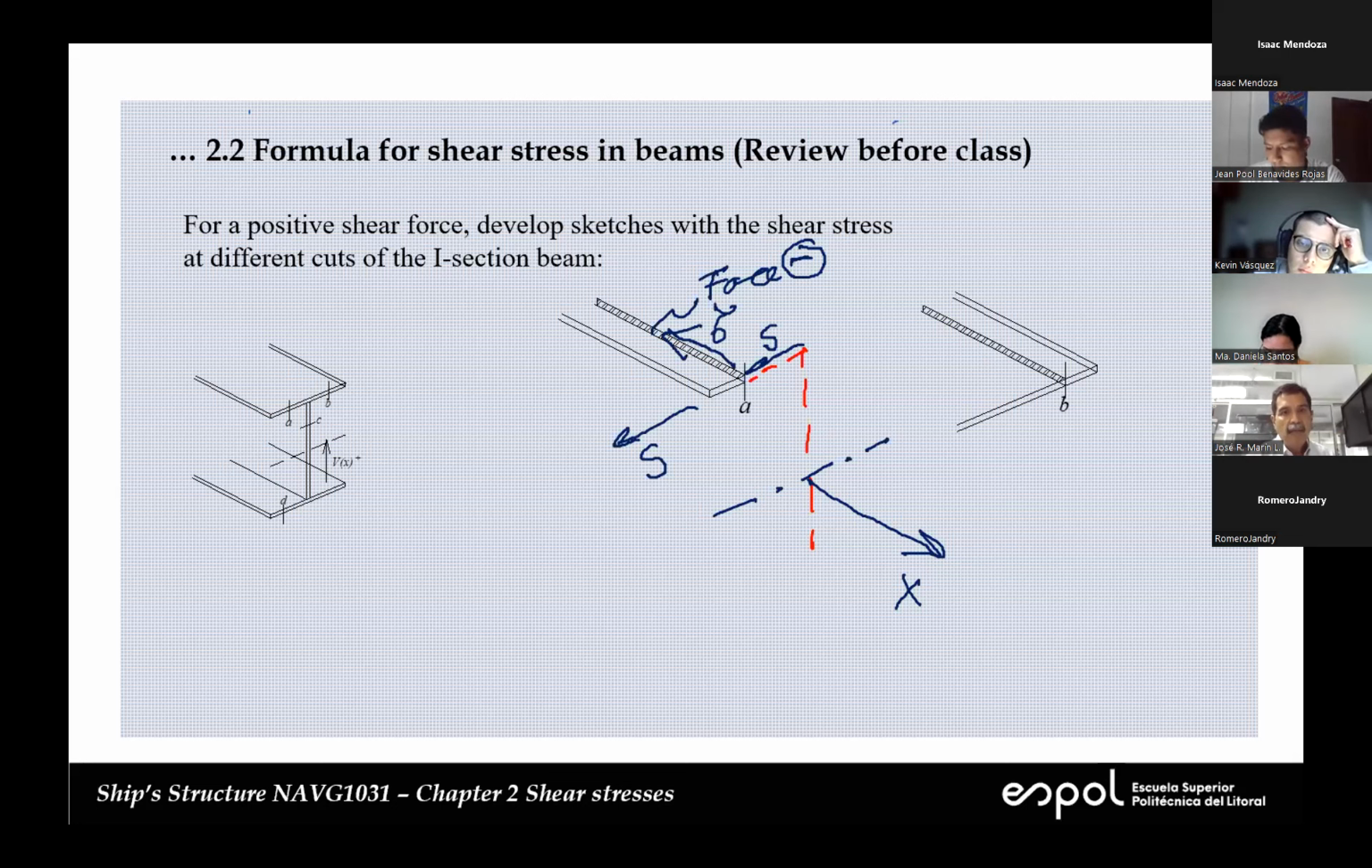And finally, what are going to be the sub-indices of this tau? Sx. Let me erase this because we can get confused. Okay, so that's the situation right now.